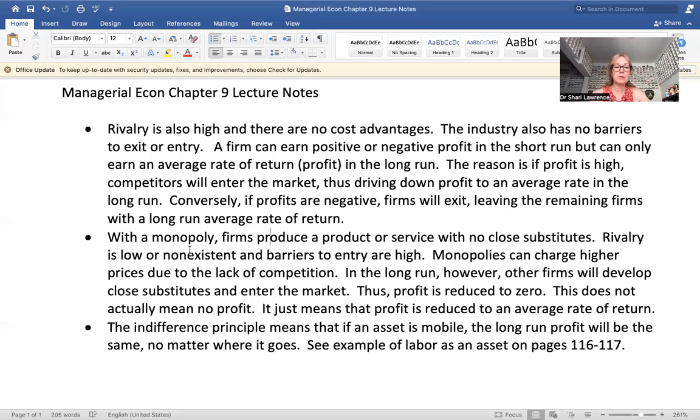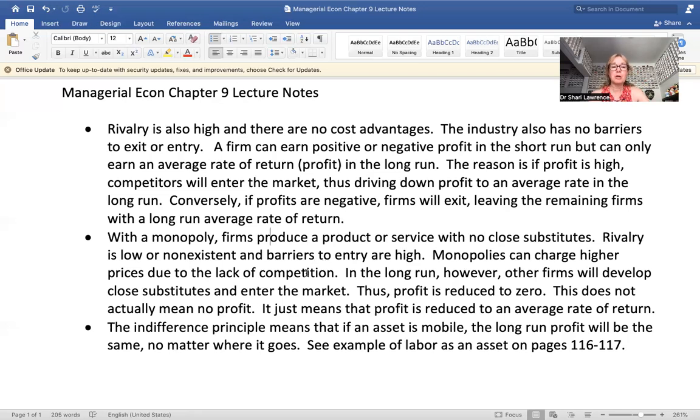All right, so let's look at this. With a monopoly, firms produce a product or service with no close substitutes. Rivalry is low or non-existent because no one else has come up with that product. There's no competitors. And barriers to entry are high, typically.